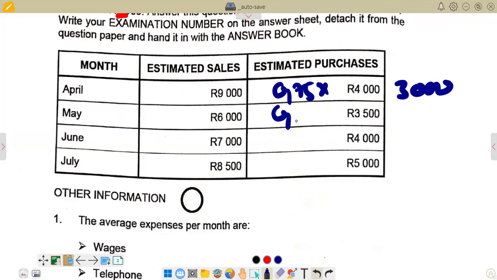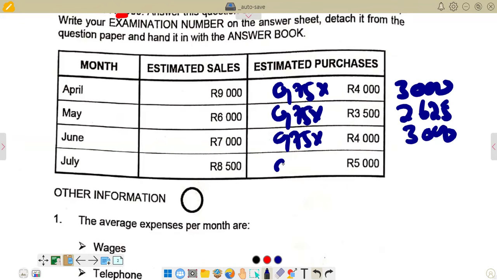And then again, we do the same for May. 0.75 times 3,500. There we are going to get 2,625. Again, we do the same here, 0.75 times 4,000, you are going to get 3,000. And then you get here 0.75 times 5,000, you are going to get 3,750. So this is what we have.